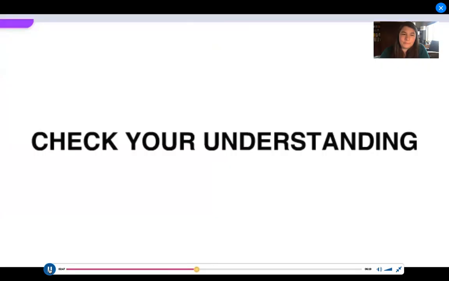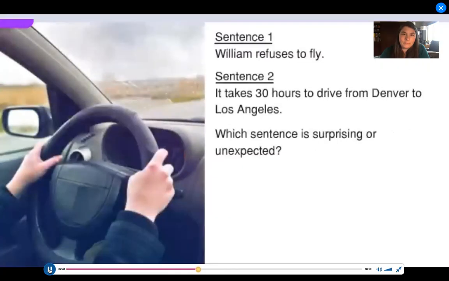Check your understanding. Look at the two sentences. Which one is surprising or unexpected? What do you think? It takes 30 hours to drive. Is that unexpected? No, it's fact. William refuses to fly. That's surprising. So we're going to say although with the not surprising one, right? Although it takes 30 hours to drive, William refuses to fly.